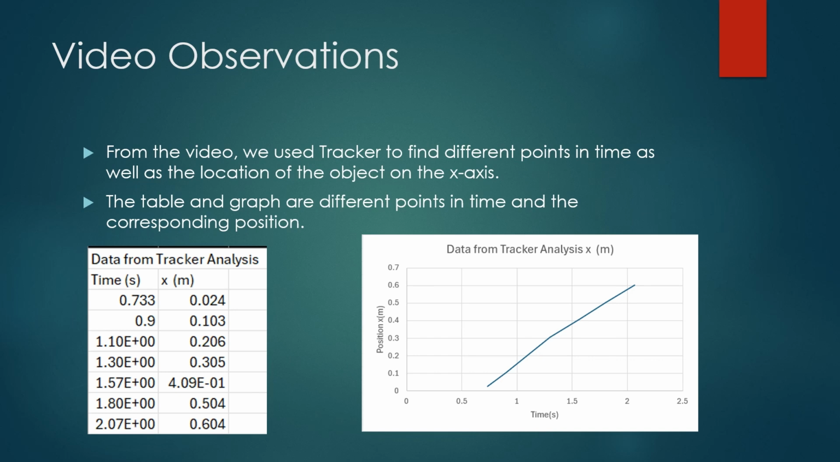From the video, we used Tracker to find different points in time as well as the location of the object at those times along the x-axis. The table and graph show different points in time and the corresponding position. And for the graph on the right, there's a slight change in the angle of the graph, which is due to human error.